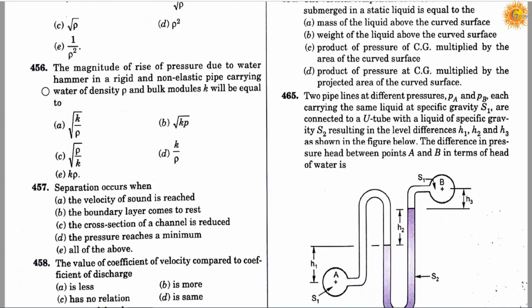Question number 456. The magnitude of rise of pressure due to water hammer in a rigid and non-elastic pipe carrying water of density rho and bulk modulus K will be equal to: option A under root of K upon rho, option B under root of K into rho, and option C is under root of rho upon K, and option D is K upon rho, and option E is K into rho. So correct answer is A, it will be under root of K upon rho.